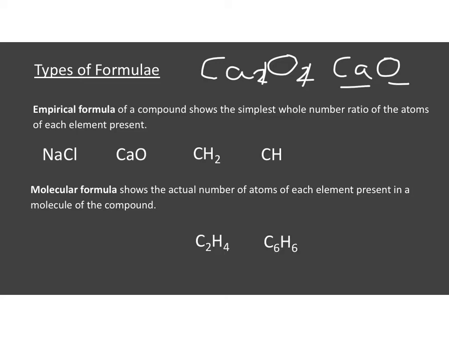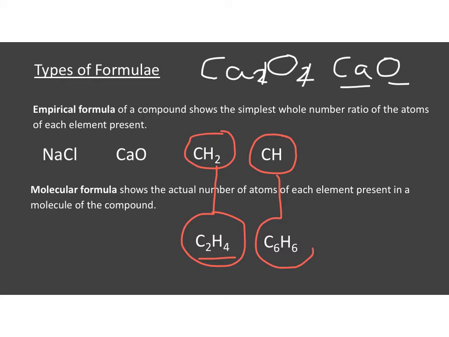So rather than saying the formula is CH2, that's my empirical formula, which is the simplest ratio, the molecule is actually containing 2 carbons and 4 hydrogens. But you can see how, if we wanted to cancel that down, it could become 1 to 2, as we have there for the empirical formula. And the same here, the empirical is CH, but actually in each molecule there are 6 carbons and 6 hydrogen atoms. So this here is the molecular formula. That is actually the number of atoms in each molecule.